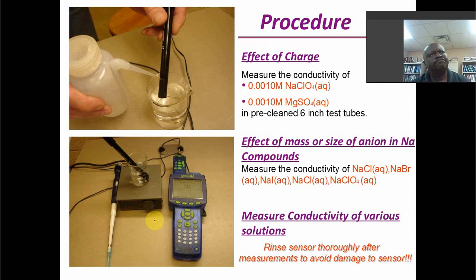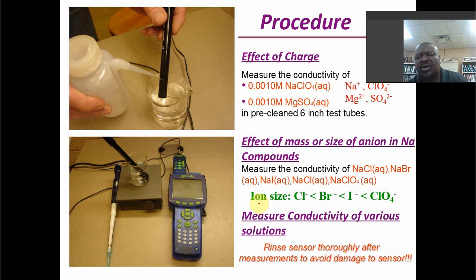Effect of charge. What are we looking at there? Well, we've got to see what's happening here. Sodium perchlorate. You've got to know your ions. Magnesium sulfate: +1, -1, versus +2, -2. So with the same concentrations, we measure those and, based on your results, come up with the effect of charge. Effect of size, as we talked about: all these are sodium-based salts, and so we go from chloride, bromide, iodide, and so on, and we can then look at the effect of size or mass.